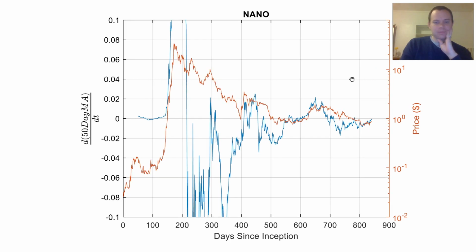But let's see. If we were to just plot the price against this derivative, you can kind of see how they correlate in some sense. As the price goes down, that derivative is just going to be below zero. And as the price goes up, that derivative gets above zero.